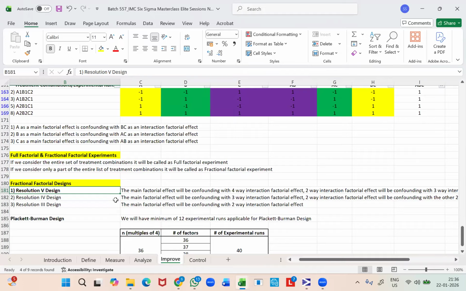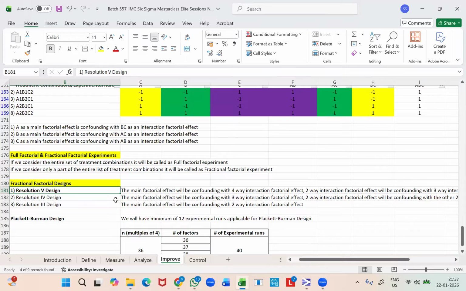And then what we can do, we can combine 2 fingers on one side and the balance 3 fingers on the other side, which means the two-way interaction factorial effect will be confounding with three-way interaction factorial effect. So this will be the confounding technique when we have the resolution 5 design. So resolution 5 design, we will have 5 experimental factors.